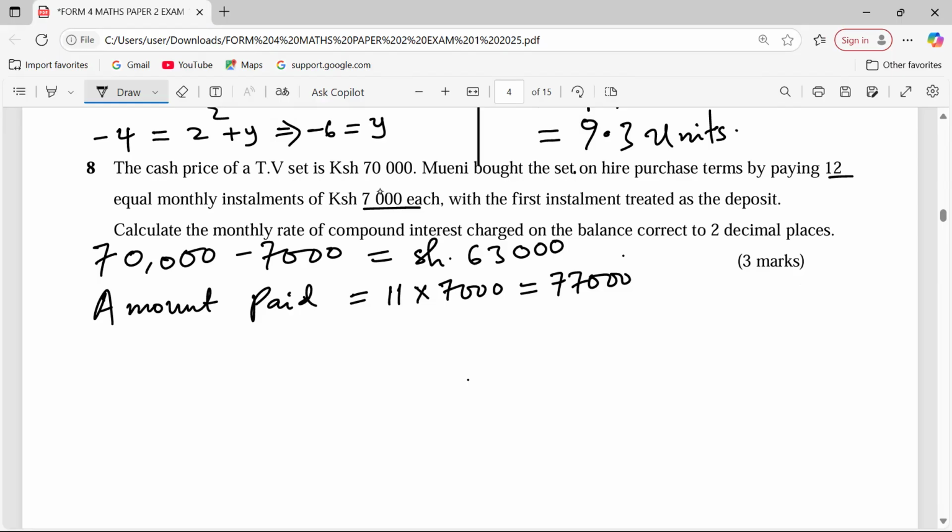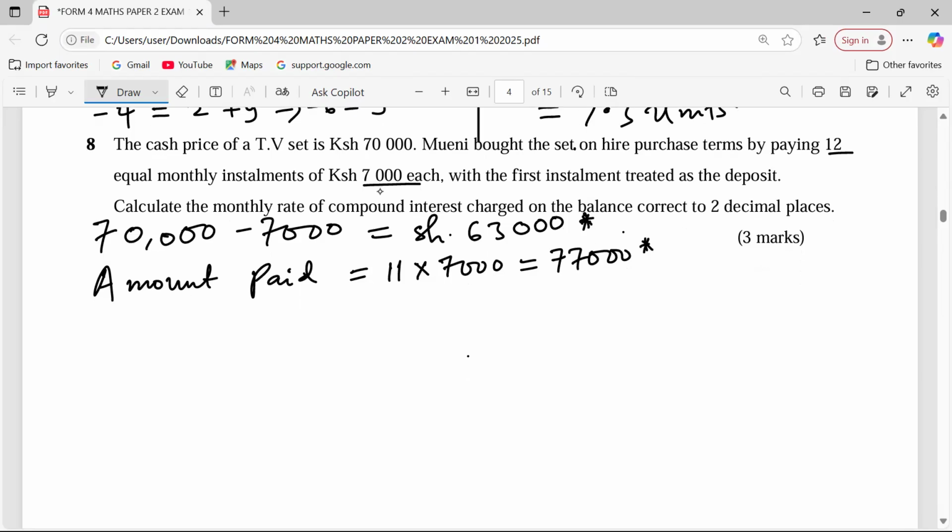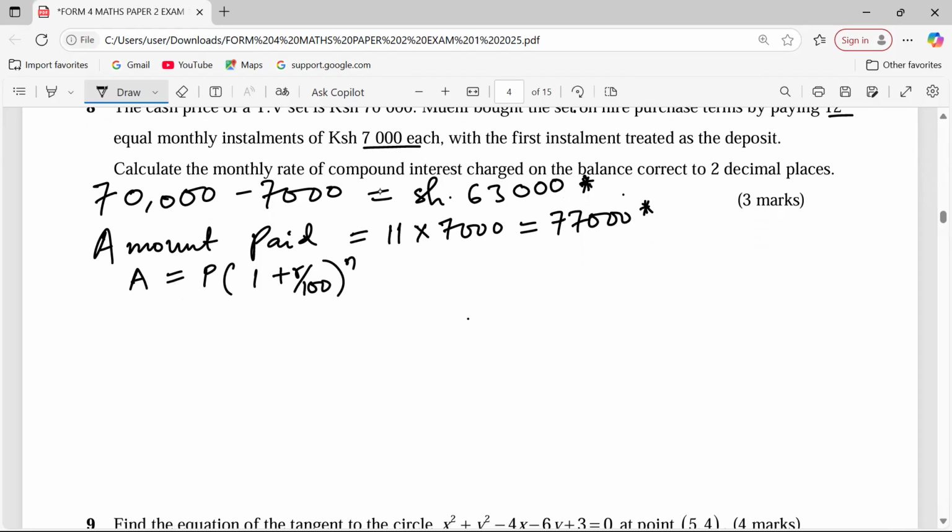77,000. So the point here is Mweni would have paid a balance of 63,000, but she's ending up paying 77,000. So there is some interest being charged here. The interest is compounded. Therefore, we would say amount is usually given by principal times 1 plus the rate of interest, which is a percentage, raised to n. The interest is per month, so n is the number of months.